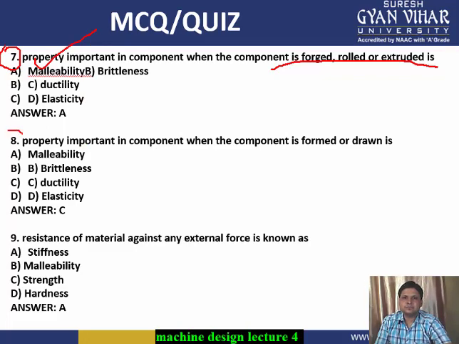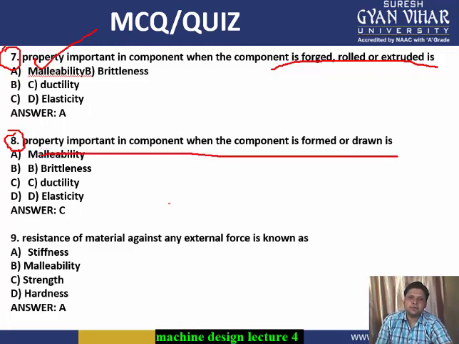Coming to the 8th MCQ. The property important in components when the component is formed or drawn is known as ductility. Ductility is basically what? If a material can be drawn or formed, if a material can be elongated and it gets elongated, then it is known as a ductile material. So option C is the correct answer.